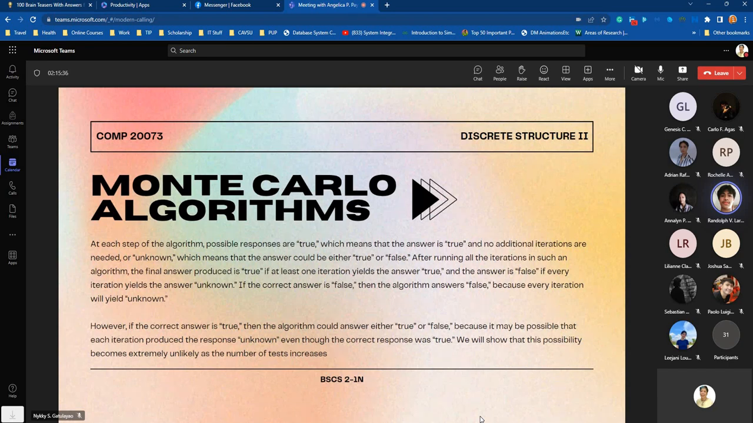So, ang sinasabi dito is, since nag-iterate ka, pwedeng lumabas is true or false. So, kahit na mostly ang sagot is true, meron pa ring false. So, it is not correct 100%. Ang sinasabi rin dito, the possibility becomes extremely unlikely as the number of tests increases. So, mas maganda kapag maraming tests ang ginawa mo. So, next slide.